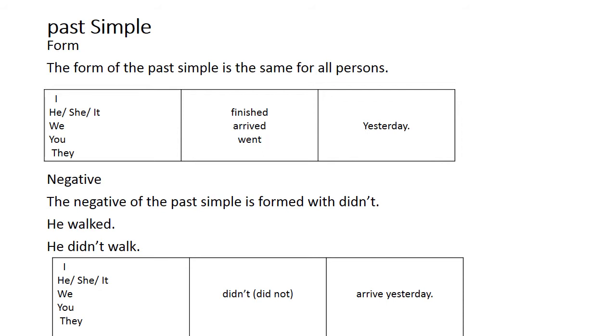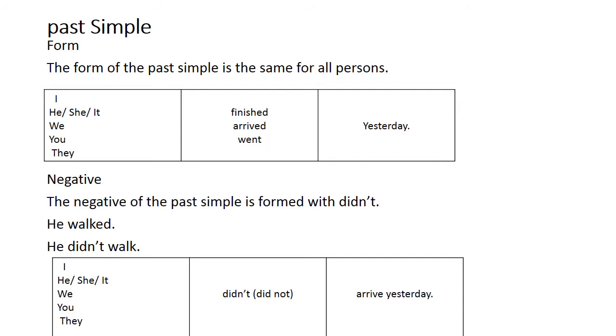And if the verb has only one syllable plus one vowel plus one consonant, double the consonant, like the verb stop will be stopped. Make a double p and ed in the end of the verb. If the verb ends in a consonant plus y, change the y to ied, like study will become studied.